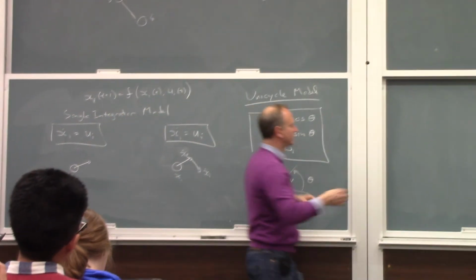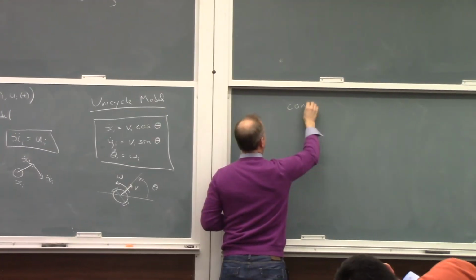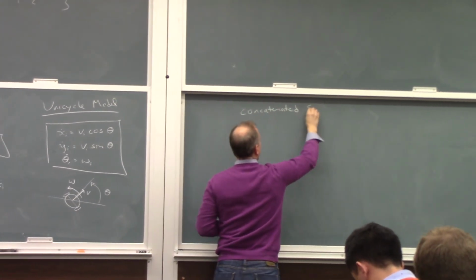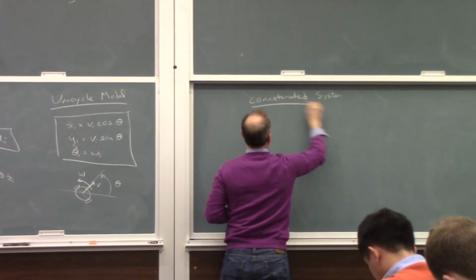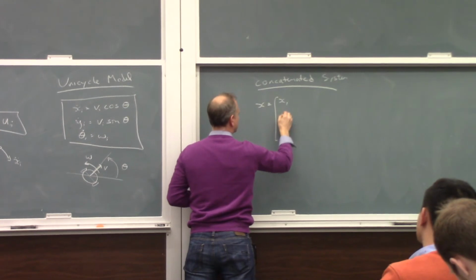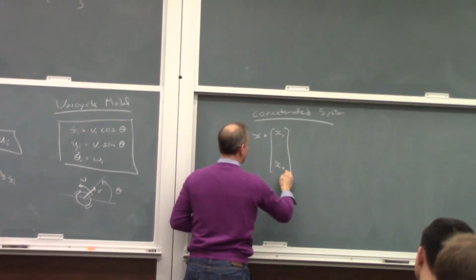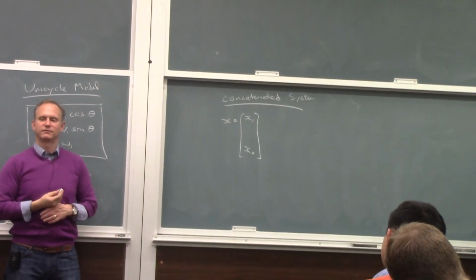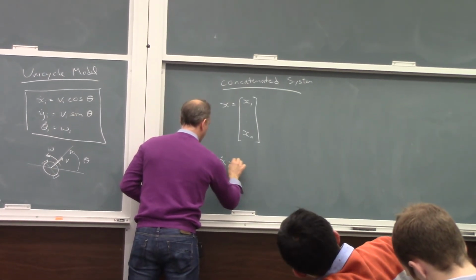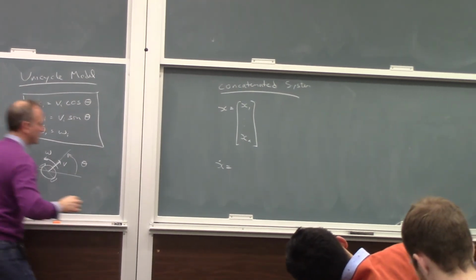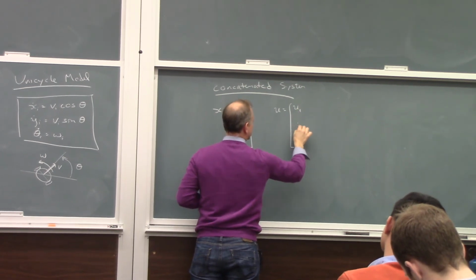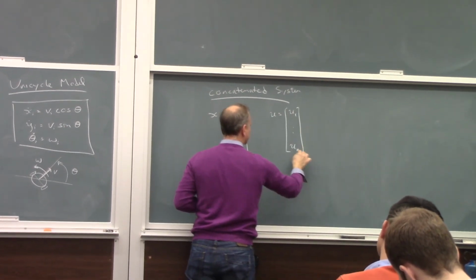So this concatenated system or joint system, the state is going to be just a stacked vector of all the states. Maybe you have n robots, lowercase n robots. The state looks like this. Let's also write the concatenated control input as a stacked vector of control inputs like this.